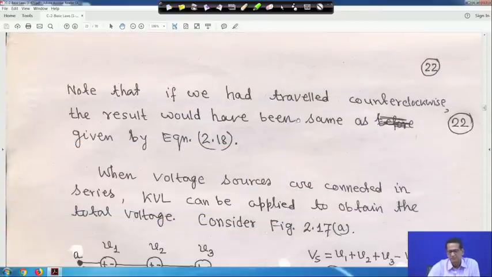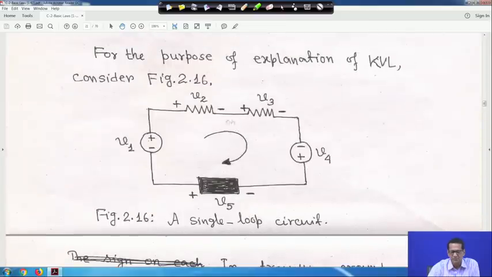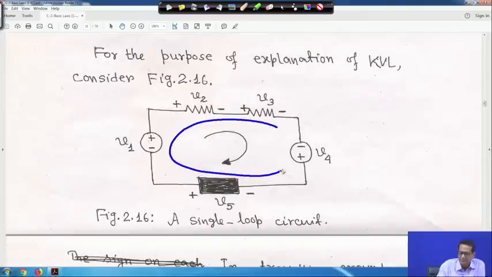So, note that if we had travelled counterclockwise, the result will be the same. Suppose we have moved clockwise, you can move anti-clockwise also, the result will be the same. I am just showing you the way you want. Suppose same circuit, if you move anti-clockwise like this, so I am moving it.